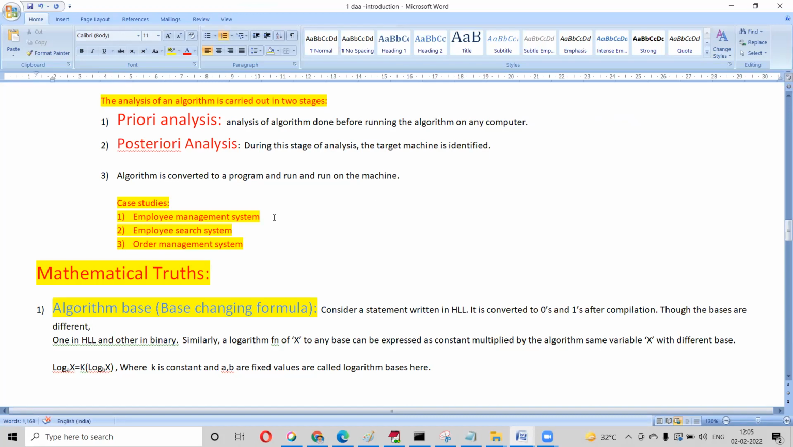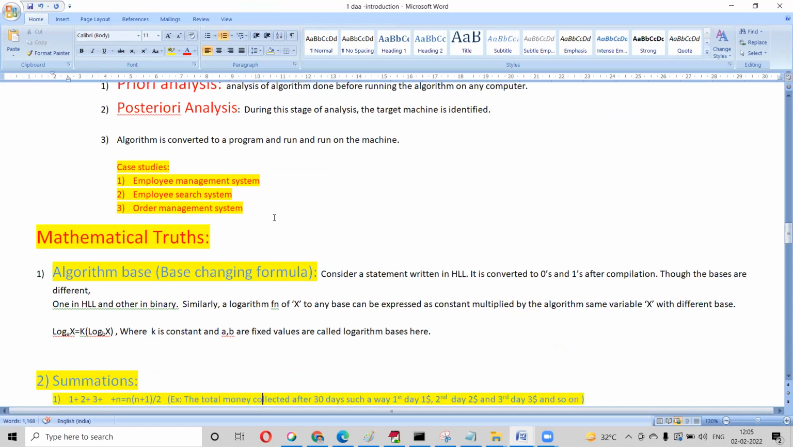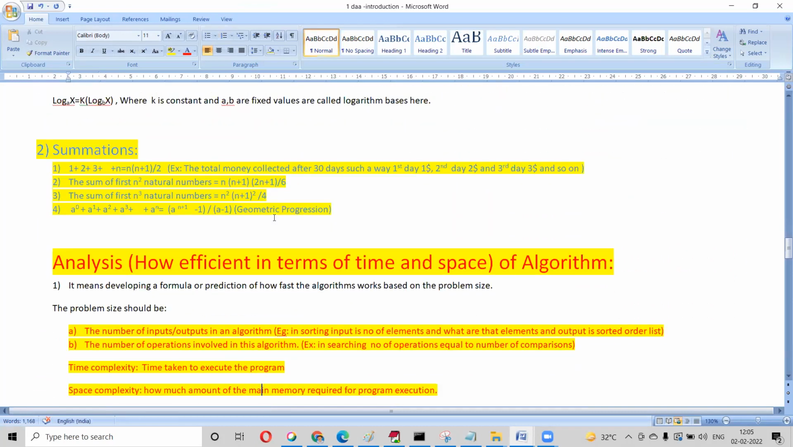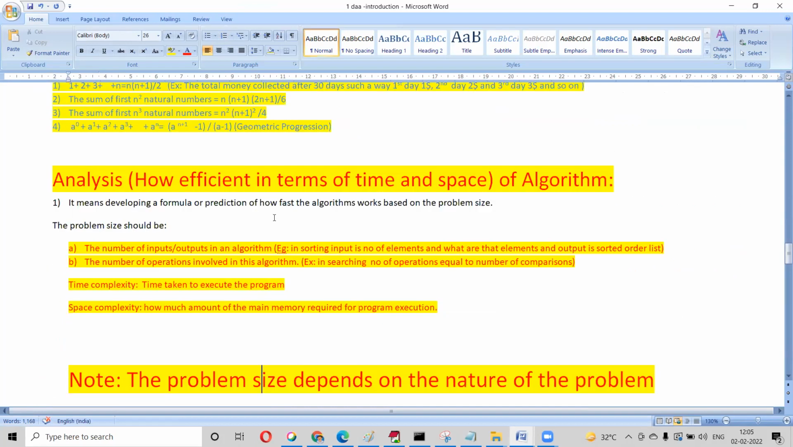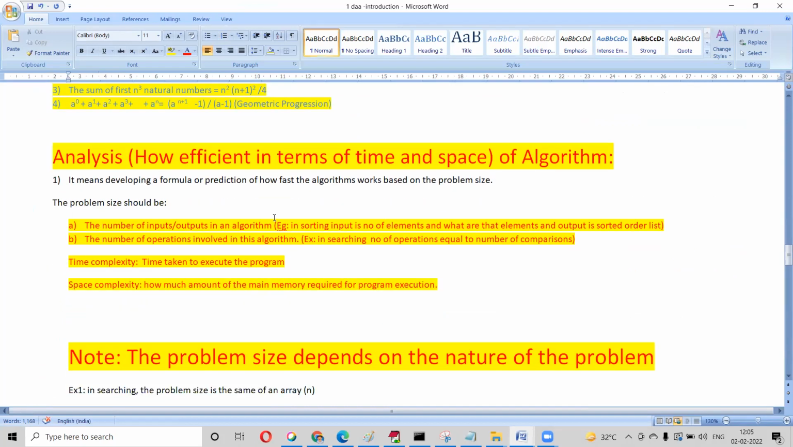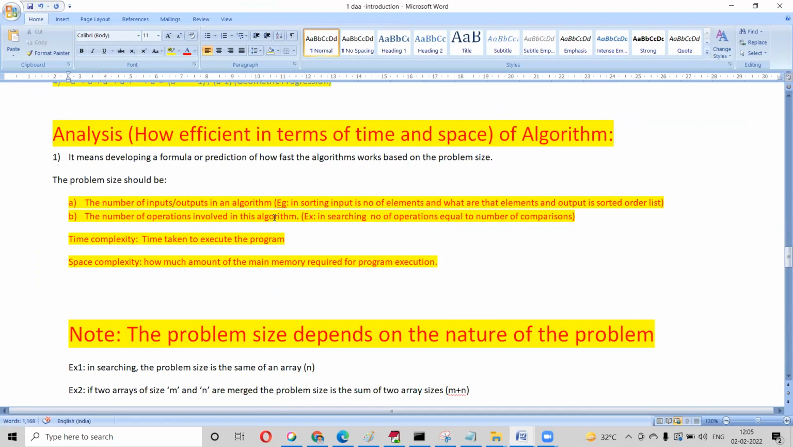So the best strategy here is to go for a priori analysis rather than a posteriori analysis. Right. So now we will take some examples and we will try to evaluate the time required for this.